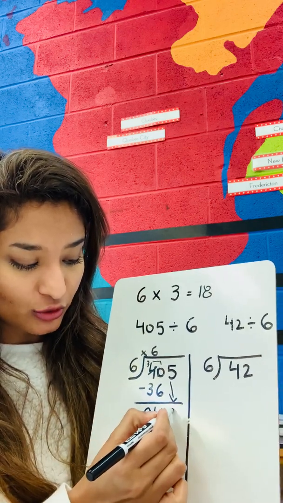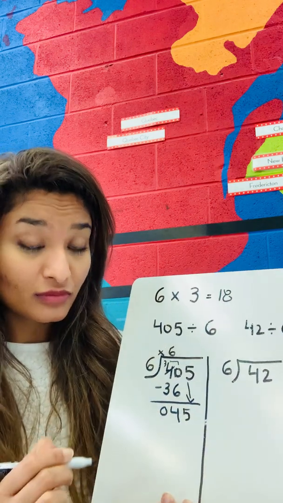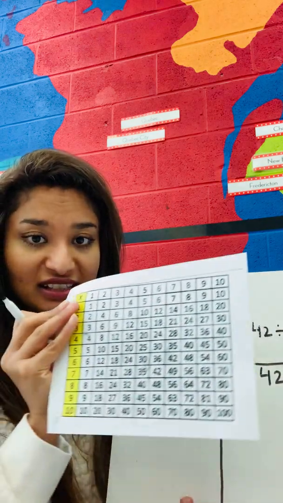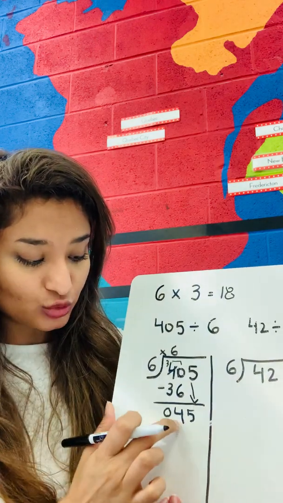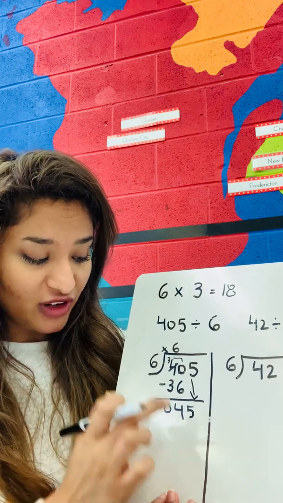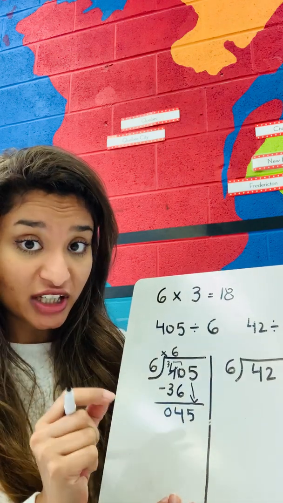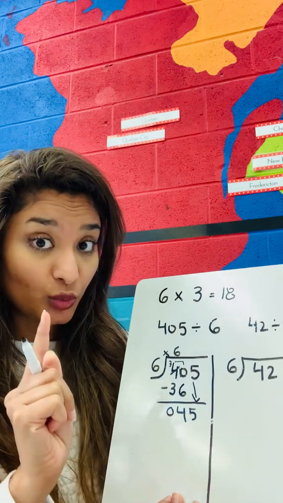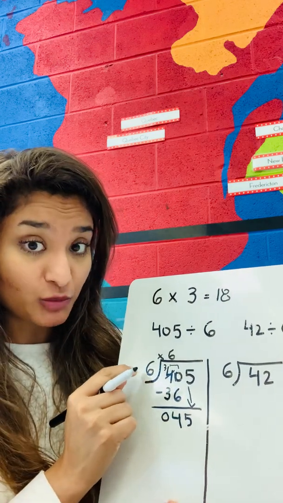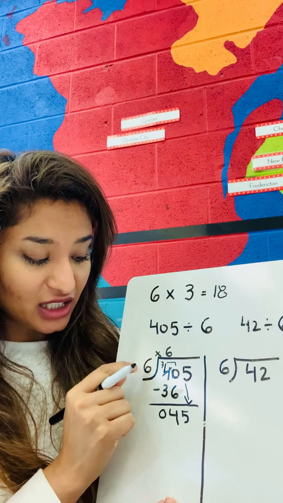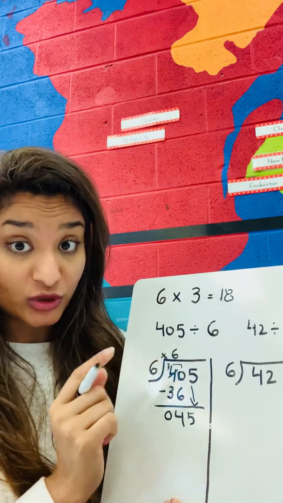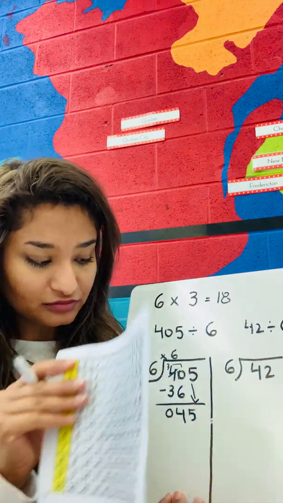So I'm going to bring down my 5. I go back to my 6 times table because now I have to divide this 45 by 6. And I'm not done yet because remember, our remainder has to be the winner. Our remainder has to be smaller than the number we are dividing by, right?